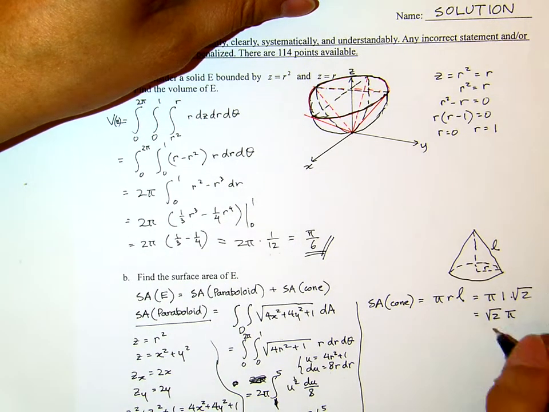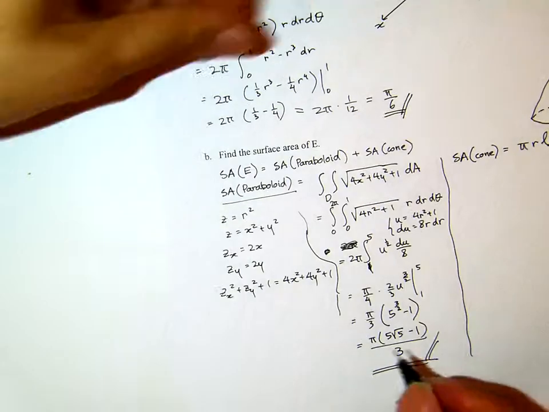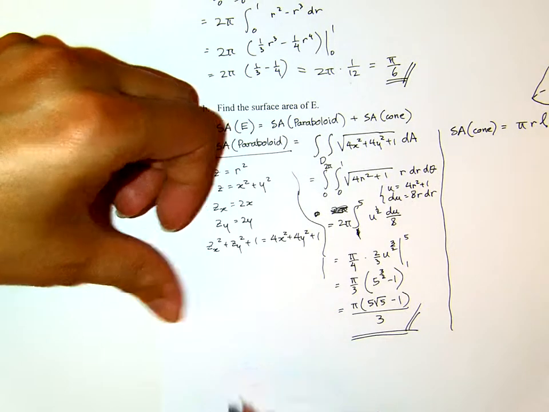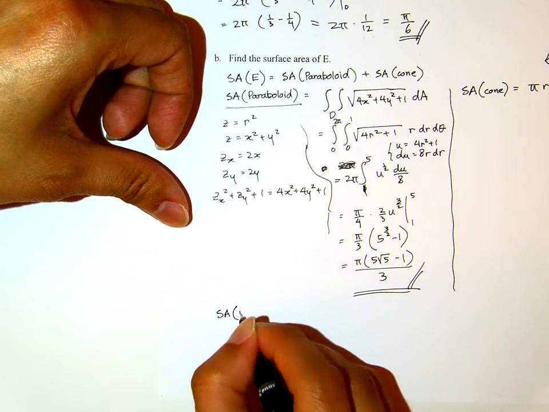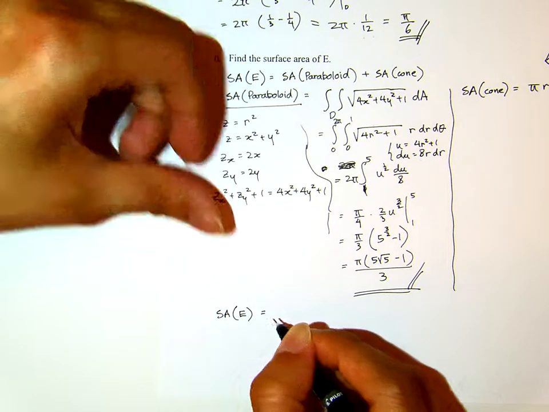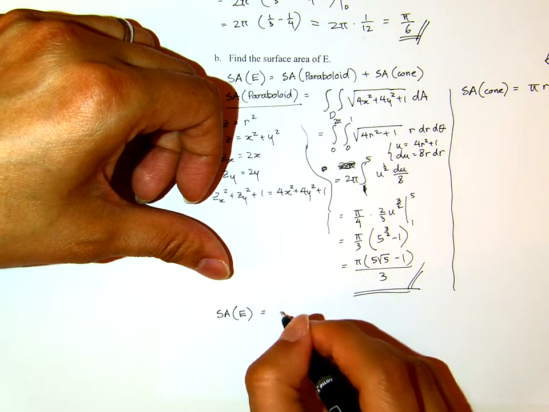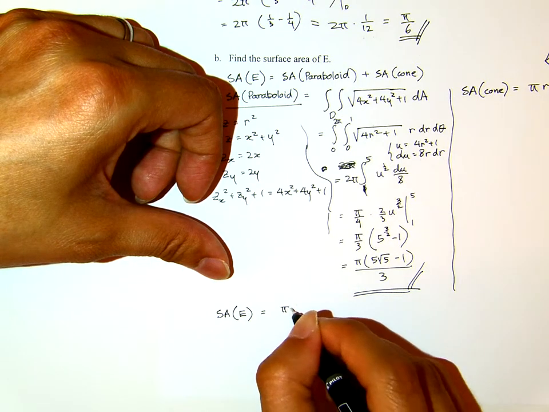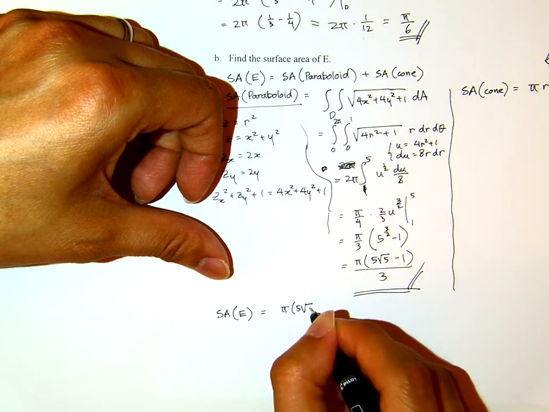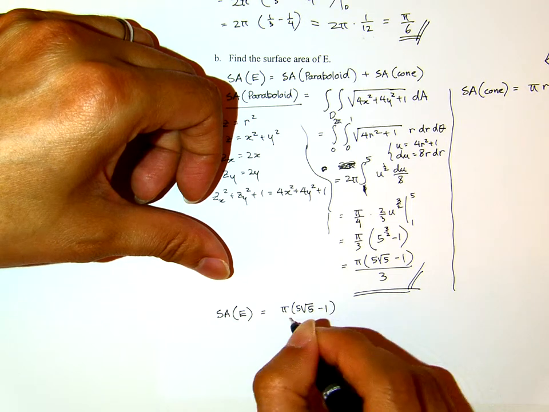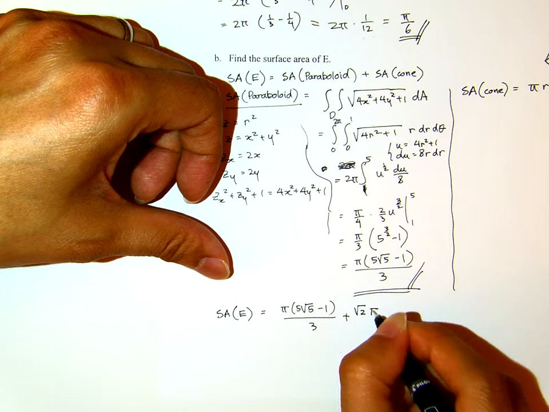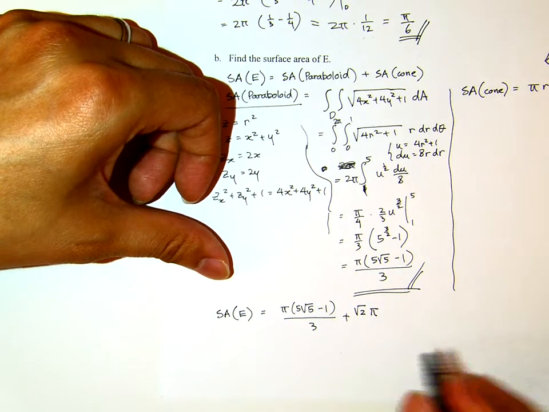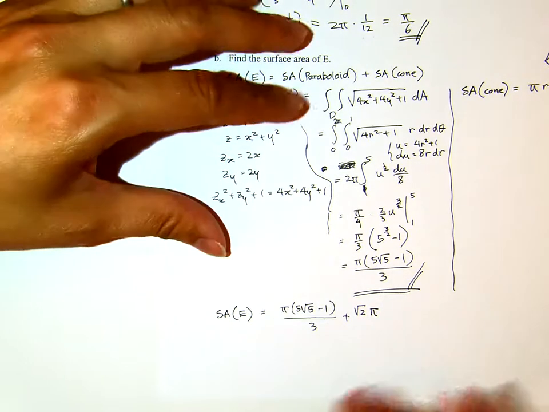Okay, now with that, the surface area of the solid, let me write it down here, surface area of the solid equals pi times 5 radical 5 minus 1 over 3, plus radical 2 pi. Okay, that's the surface area of the solid.